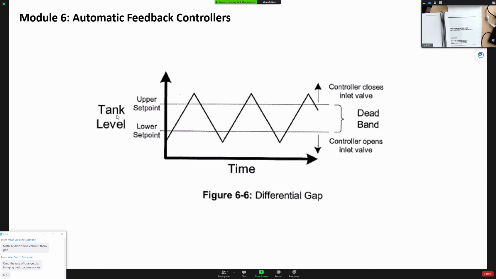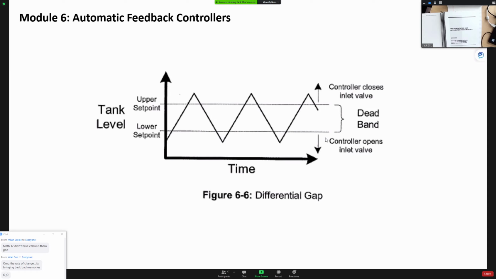So the liquid level in the tank is more like this. When you go below, you turn on, you try to fill them up. Go above there, you stop. So you keep drawing, the liquid level goes lower. So the tank liquid level is constantly changing. You never reach a steady state. In between here, they call the dead band.